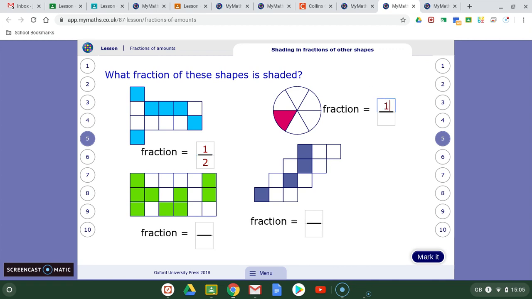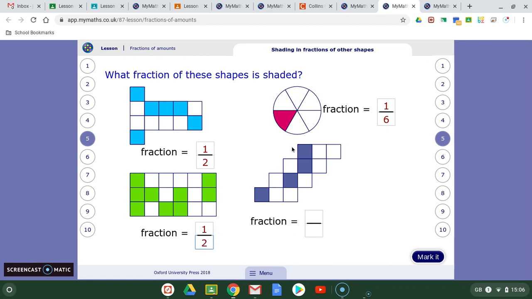Let's have a look up here, this one. 1 is shaded out of 6. That's fine. We can't do anything with that. We can't simplify that, so we'll leave it like that. Let's have a look at the green one. How many are shaded? 1, 2, 3, 4, 5, 6, 7, 8, 9. So 9 on the top, out of how many? 9 out of 18. Well, 9 is half of 18, so I know that can simplify to be a half as well.